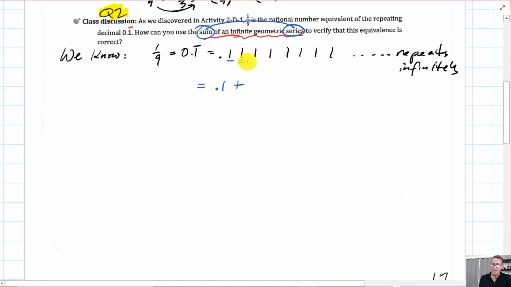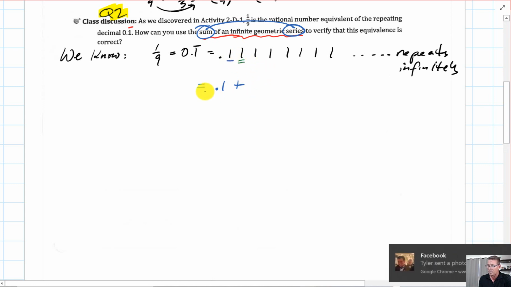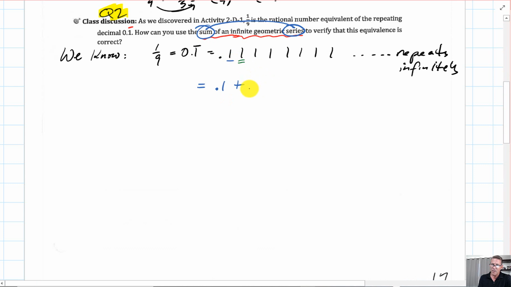Now the second digit is in the second place, right? So I need a 0 as a placeholder. So I've got 0.01. Again, that's in the second decimal place. So that stands for 100th. So I wrote it as 0.01 or 100th. And then the third digit here is in the thousands position. So it needs 2 zeros as placeholders. So 0.001. Then the fourth one here, 1, 2, 3, 4, this fourth digit is in the 10,000s position, so I need 3 zeros as placeholders, 0.0001.